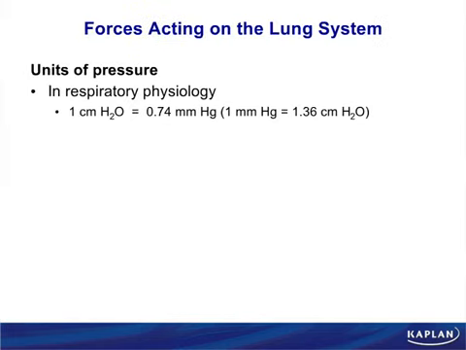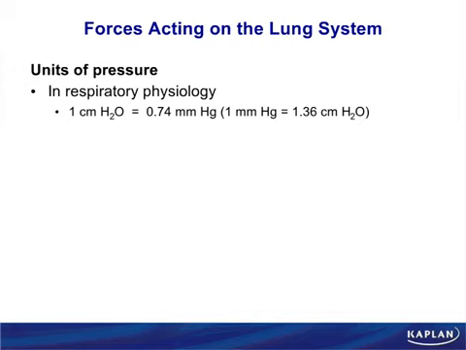All right, now let's talk about the forces acting on the respiratory system. Units of pressure, just as a quick reminder, often used in respiratory physiology and in clinical medicine, is centimeters of water. Now, 1 centimeter of water is about 3/4 of a millimeter of mercury. It's not crucial to be able to calculate this difference. We just want to remind you that if we're going to be talking about centimeters of water, which is actually less than millimeters of mercury.